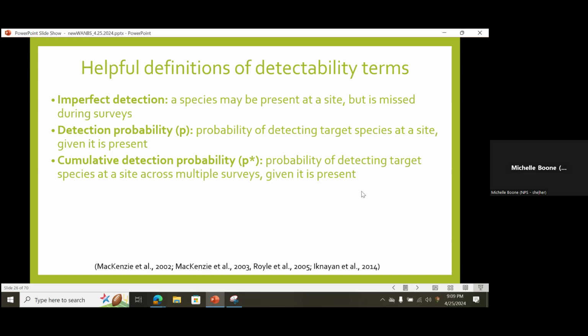And then building off that, cumulative detection probability is the probability of detecting a species at a site, but across multiple surveys. So let's say you went out once a week for a month. Then it's what's the probability of detecting it across all of those.